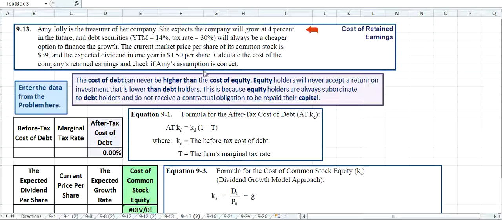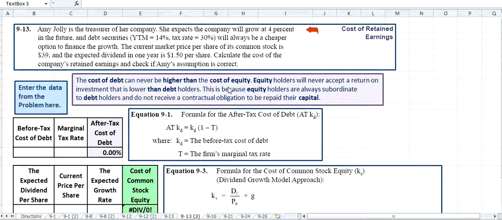First, I just want to go over this idea of cost of debt versus cost of equity. And the general rule is the cost of debt can never be higher, I'm reading from this purple box right here, can never be higher than the cost of equity, because equity holders will never accept a return on their investment that is lower than debt holders. This is because equity holders are always subordinate to debt holders and do not receive a contractual obligation to be repaid their capital.